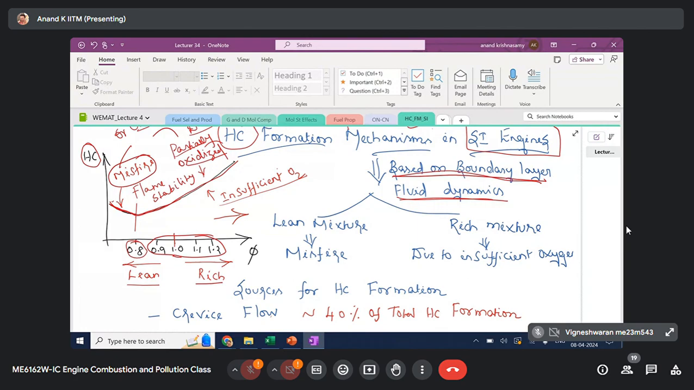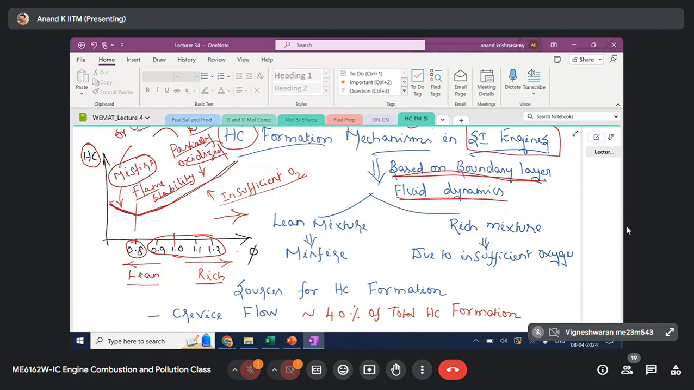Flame stability is poor beyond this region. Either on the rich side or lean side, you cannot maintain a stable flame when you move out of this zone. That's why you have a narrow phi zone in a spark ignited engine. Primary consideration is flame stability. Otherwise, you cannot maintain a stable flame. So on the lean side, you will have a misfire problem.